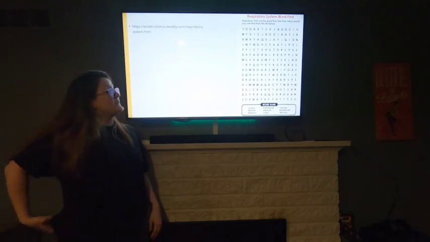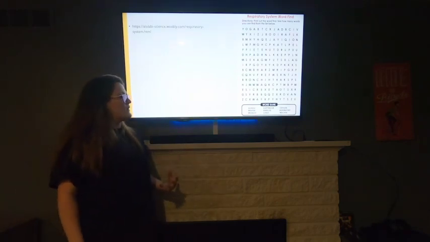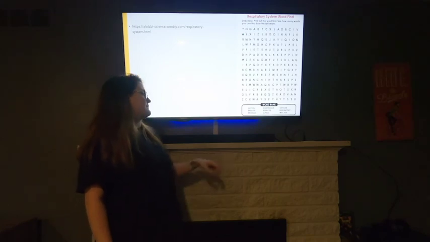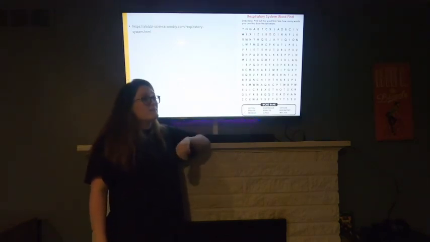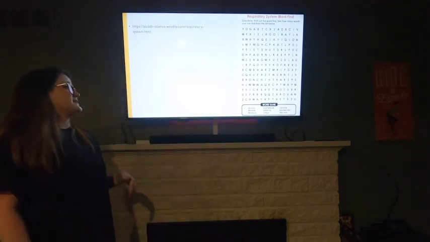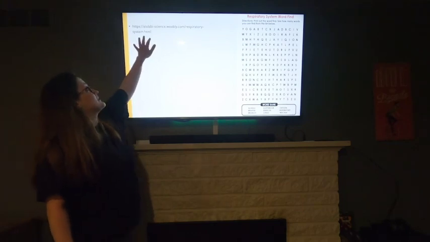I've also included a fun little word search. This will help you, I think, remember some of these words. We got alveoli and bronchi, diaphragm, and I want you to try to find those words in this word search. If you want to print it off, you sure can at this link right here.